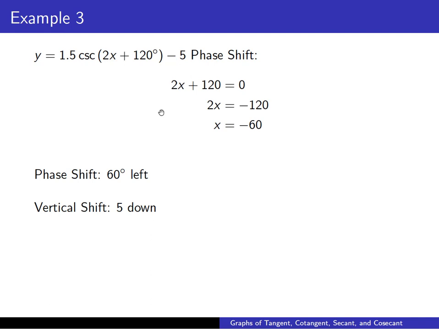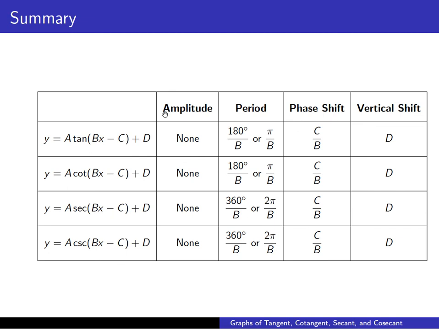Just to summarize, if you want to pause to have one-stop shopping for everything in the videos for this section, here's a nice little summary table. Again, no amplitude for anything except sine and cosine. Tangent and cotangent are the ones that have the oddball periods, 180 over b or pi over b. Phase shift and vertical shift are the same for every trig function. And here we have secant and cosecant back to 360 or 2 pi divided by b for the period.